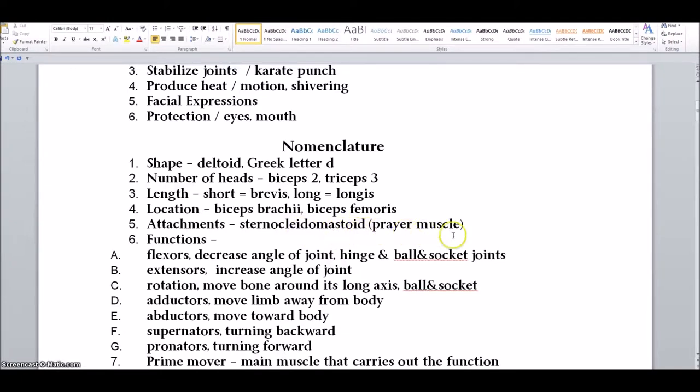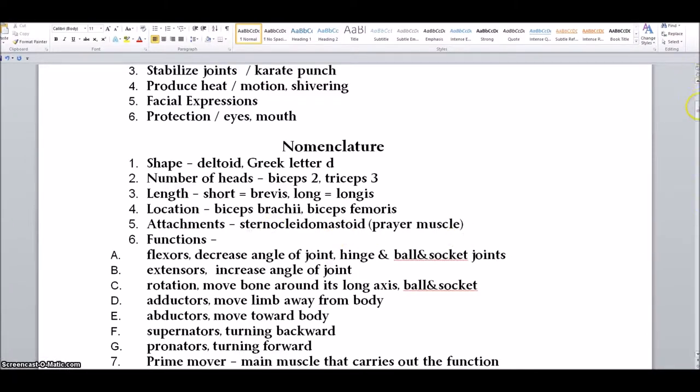sternocleidomastoid. So this is the prayer muscle. This is the one that allows you to bow your head. Its origin is on the sternum. And it inserts across the clavicle and then inserts on the mastoid. And by the way, the origin of any muscle is the bone that doesn't move, and the insertion is on the bone that is being moved by the muscle.